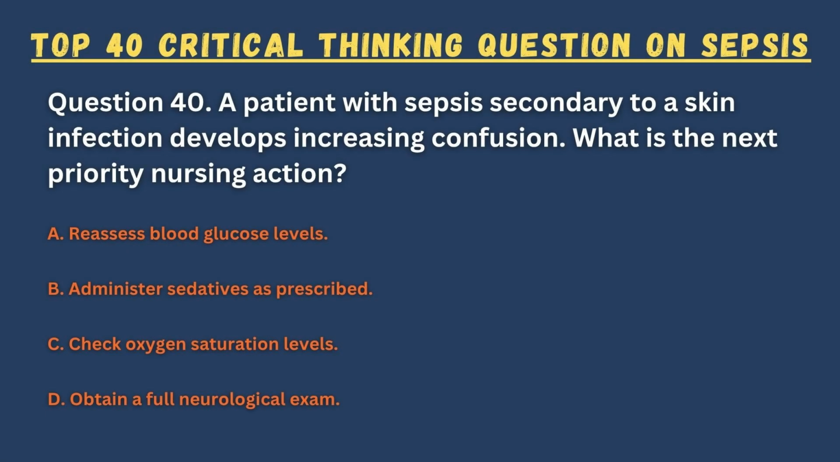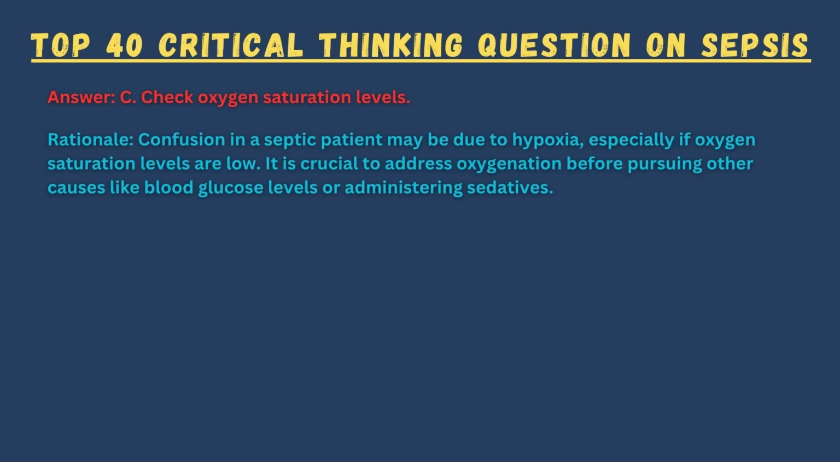Question 40. A patient with sepsis secondary to a skin infection develops increasing confusion. What is the next priority nursing action? A. Reassess blood glucose levels. B. Administer sedatives as prescribed. C. Check oxygen saturation levels. D. Obtain a full neurological exam. Answer. C. Check oxygen saturation levels.